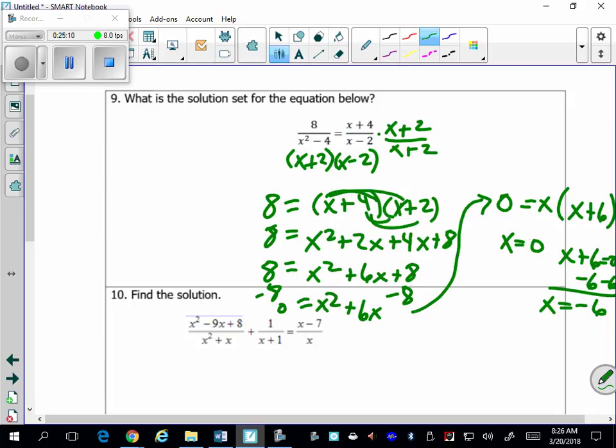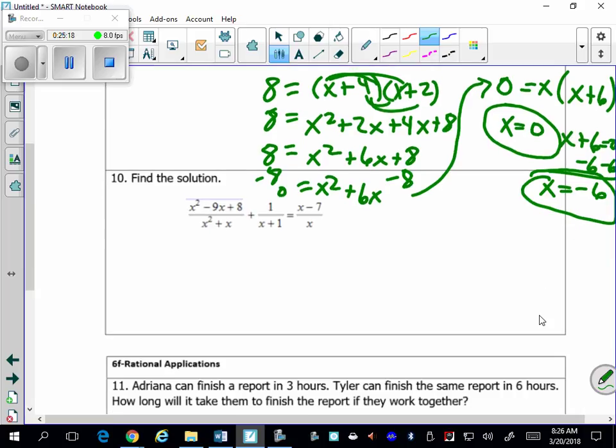Next one. So we have still solving. I gave you a lot of these problems so you can get better at it. The more practice, the better you're going to get, as long as you're practicing in the correct way. So we have x squared plus x. First thing is always factor the denominators to see what you already have in common. So greatest common factor is x. Nothing to factor in the second term. Last term, nothing to factor.